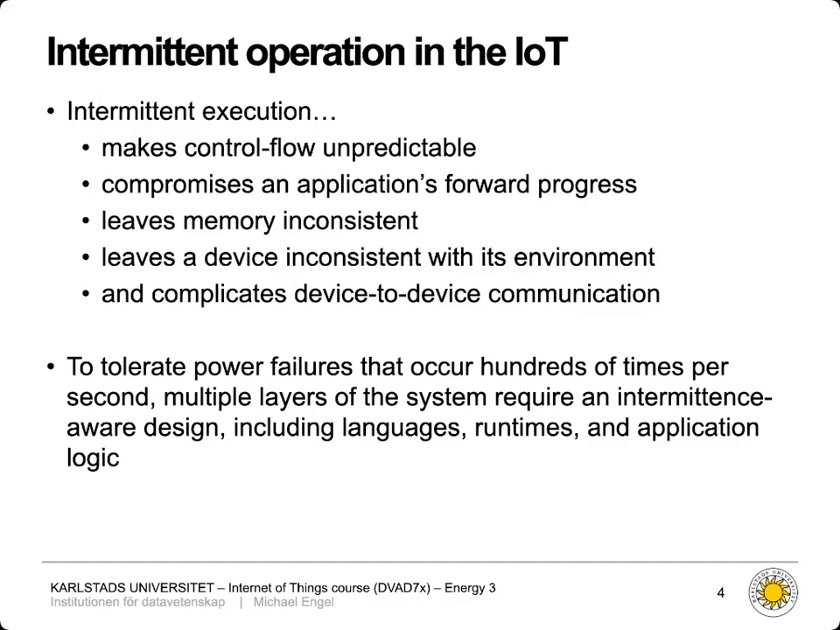And in very many applications, you can actually have power failures that can occur like hundreds of times per second. And to tolerate such modes of power failure, you need to adapt a system on multiple layers. So you need to introduce something we call an intermittence-aware design, and this affects programming languages, this affects the runtime you use, and maybe also the application logic you use.